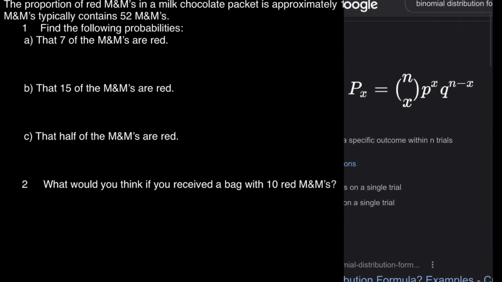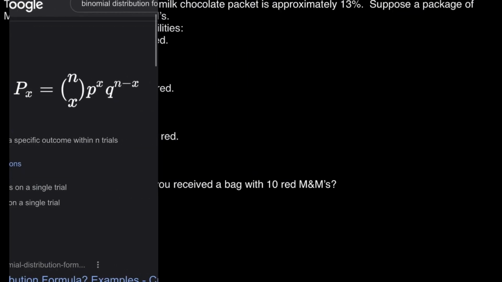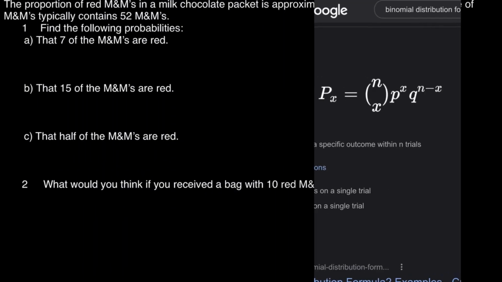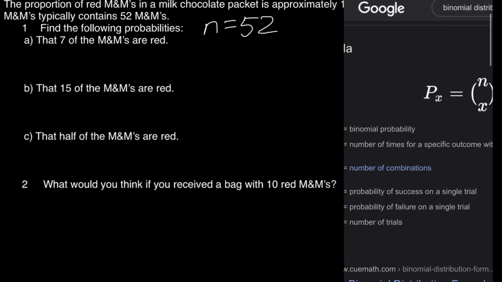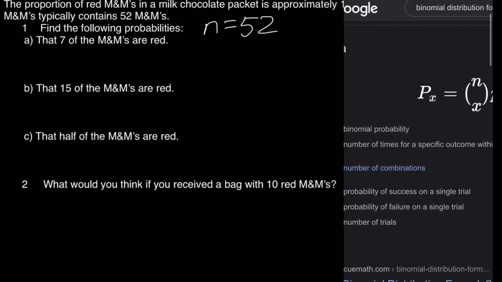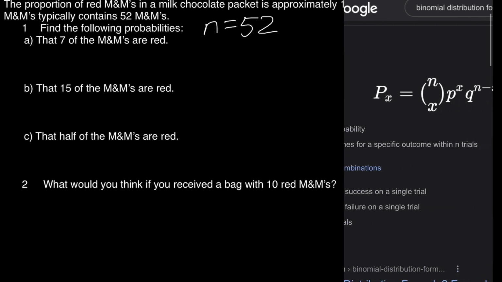Now we can determine that in this formula, the number of trials right here would be 52, since there are 52 M&Ms in a typical packet. X here is the number of times for a specific outcome. That is the number right here, so that will vary depending on the problem.